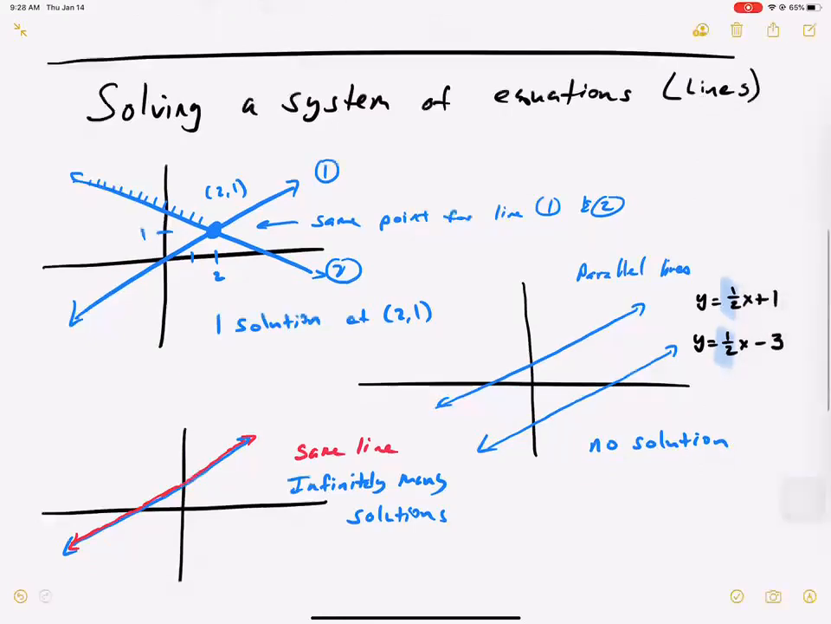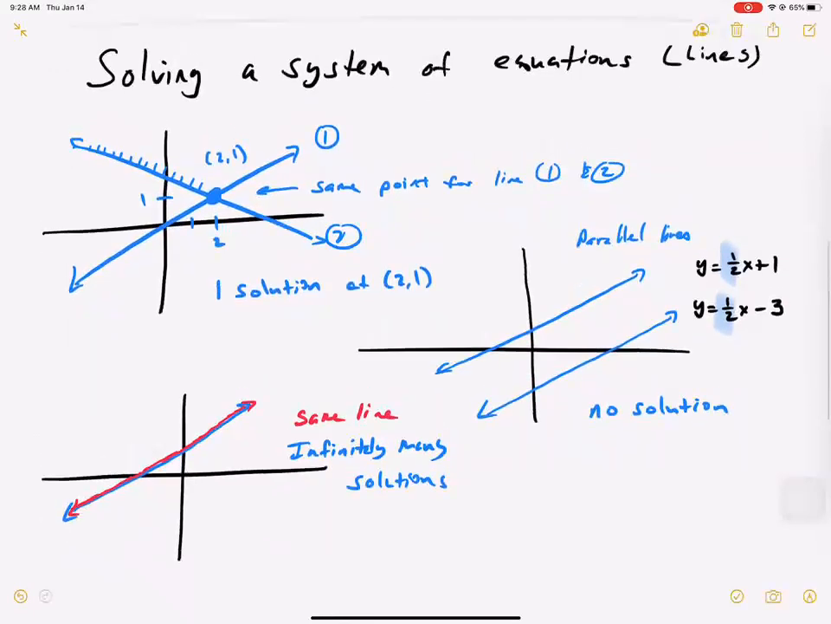Over here for the same line, this would look like this. y is equal to, let's write something similar, 1 over 2x plus 1. And the second equation, let's call it y2, would also be 1 over 2x plus 1. Not only would the first line and the second line have the same slope, they would have the exact same starting value. They would both have the starting value of 1.